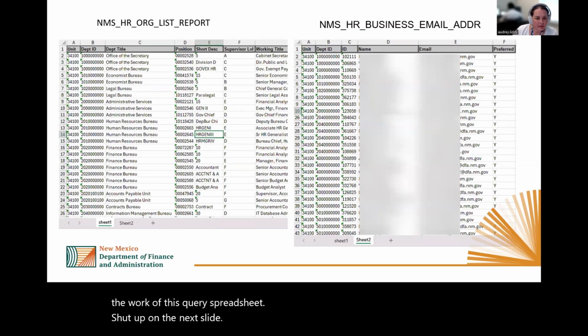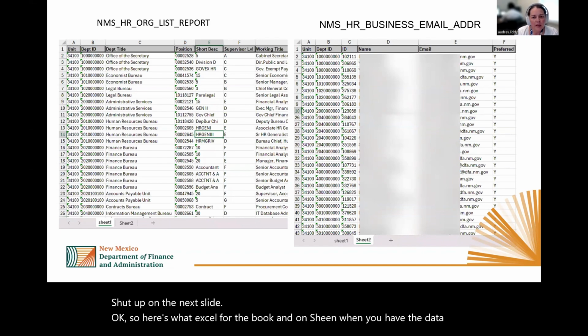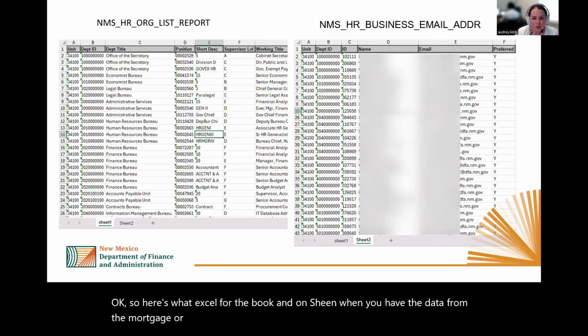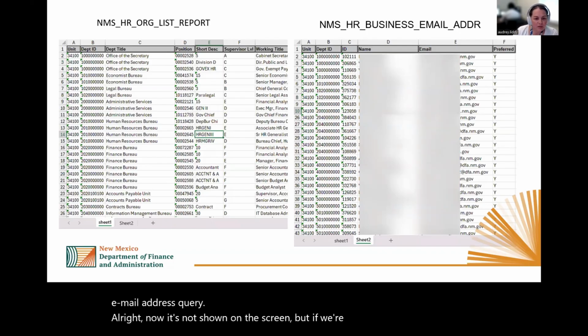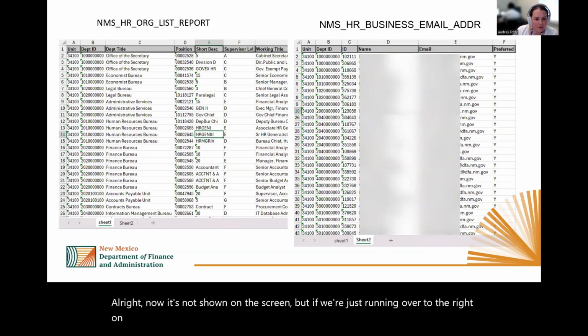Okay, so here's one Excel workbook. And on sheet 1, you have the data from the org list report. And on sheet 2, you have the data from the business email address query. Now it's not shown on this screen, but if we were to scroll over to the right on sheet 1, employee ID would be one of the fields listed there. We'll talk more about that in just a sec. So next slide, please.